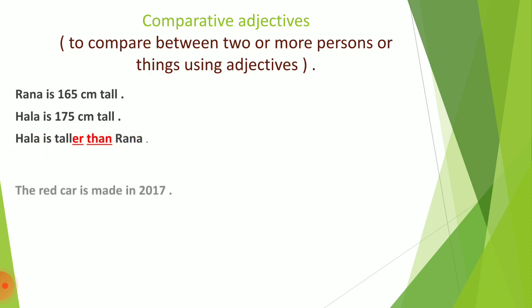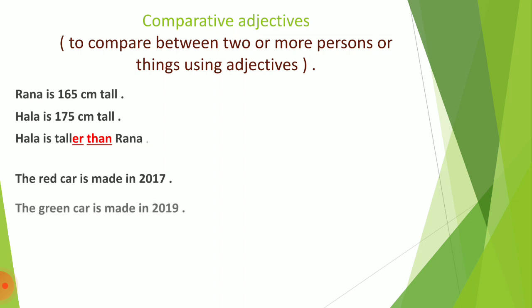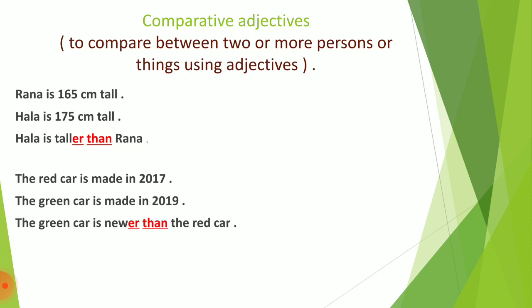Another example. Now the red car is made in 2017 and the green car is made in 2019. So miss, in using the comparative adjectives, we'll say that the green car is newer than the red car. إنه هي أجدد. بالتالي أنا استخدمت الadjective new with adding the er and than. فصارت عندي مجرد ما زدت ال ER و than صارت عندي صيغة مقارنة أو comparative form.